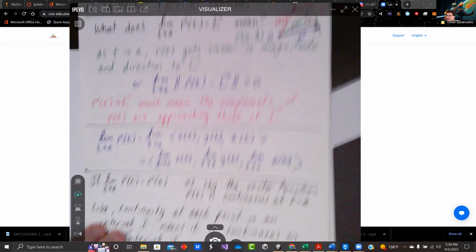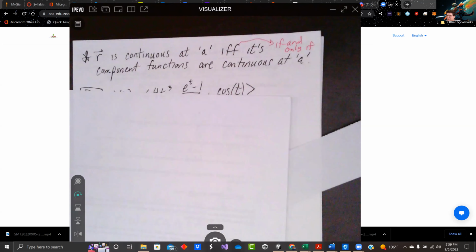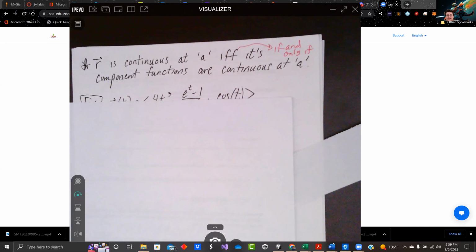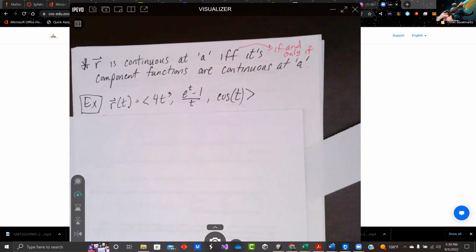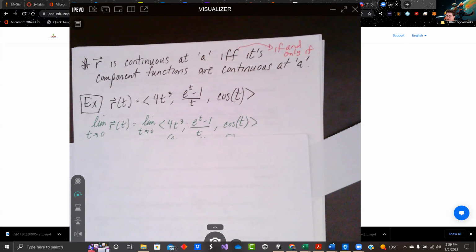Okay. Let's look at our second page. r is continuous at a if and only if its component functions are continuous at a, which means this vector is continuous if each of these are continuous. So let's take a look at it. We can do the limit of it. Let's do it as t goes to 0.